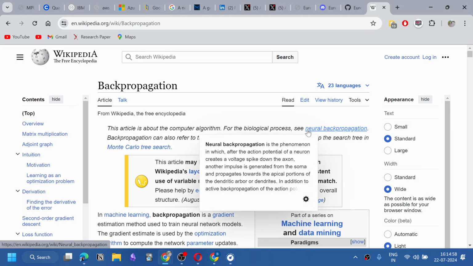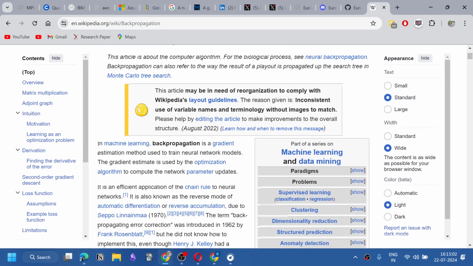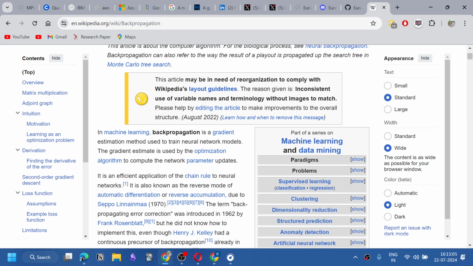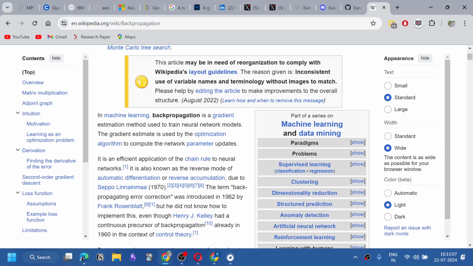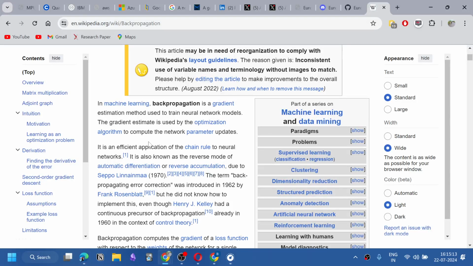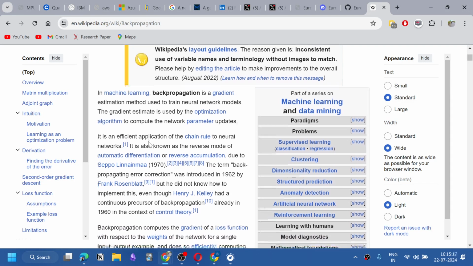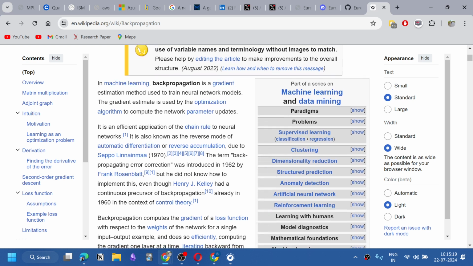Today we learn about backpropagation in machine learning. Backpropagation is a gradient estimation method used to train neural network models. Gradient estimation is used in optimization algorithms to compute the network parameter updates. It is an efficient application of the chain rule to neural networks.